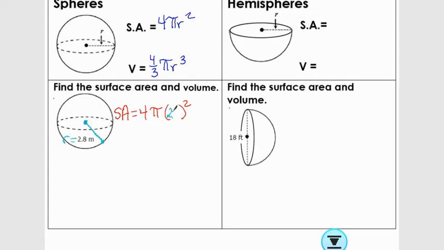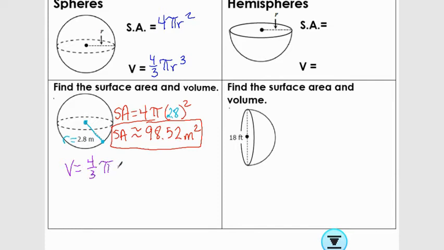So I'll drop that in, plug it into my calculator, and I get that the surface area is approximately 98.52 meters squared. Again, area will be square units. Okay, so what about volume? Let's give that formula a try. So volume equals 4/3 pi r cubed. So that's going to be 4/3 pi times my radius cubed. We said we know our radius is 2.8.